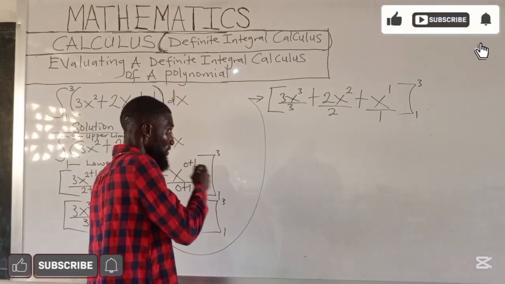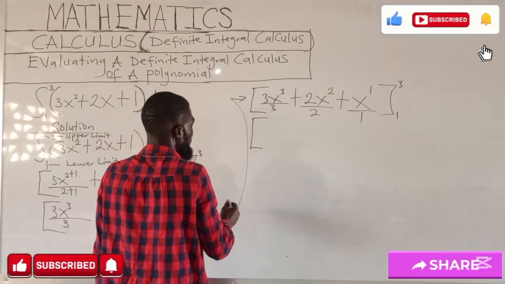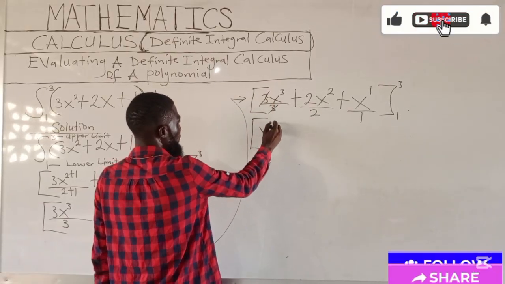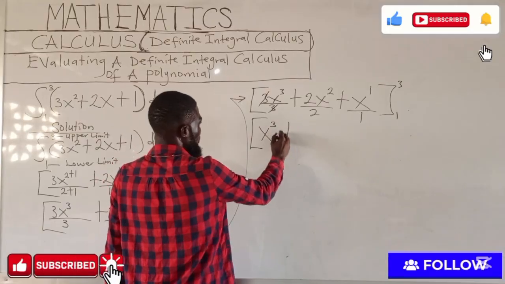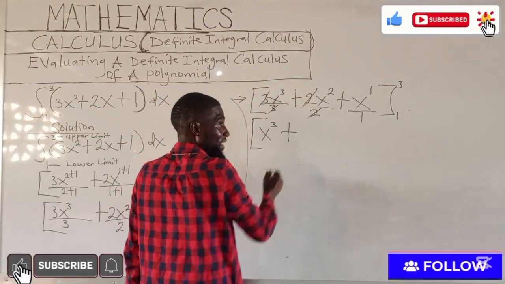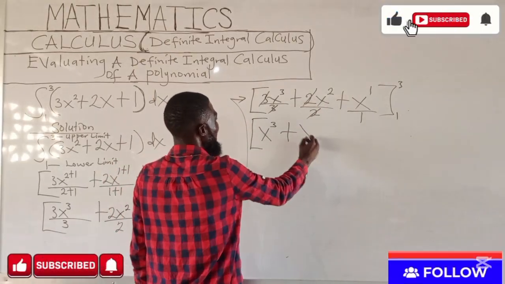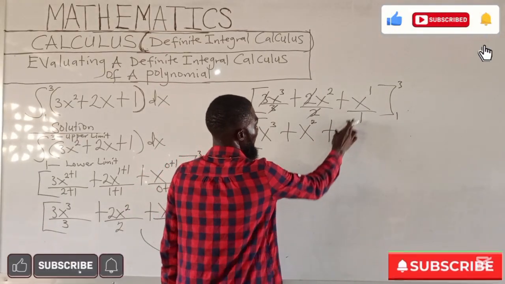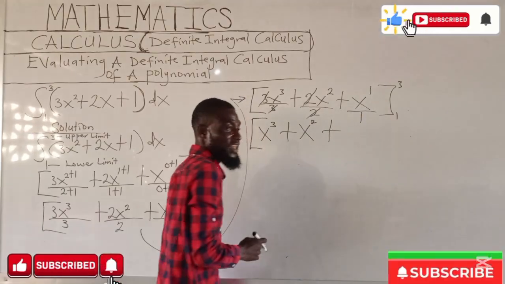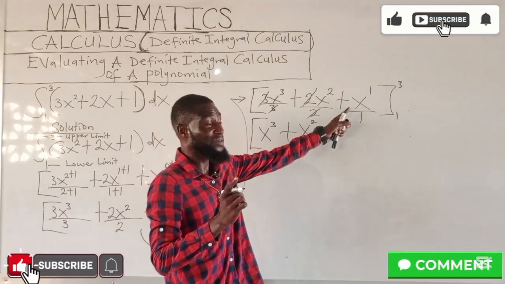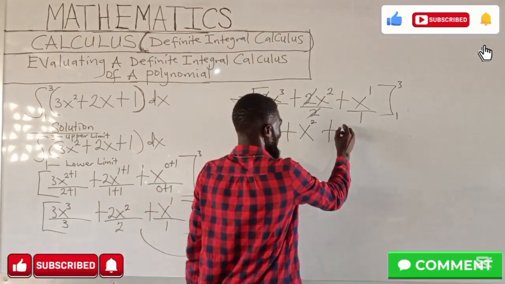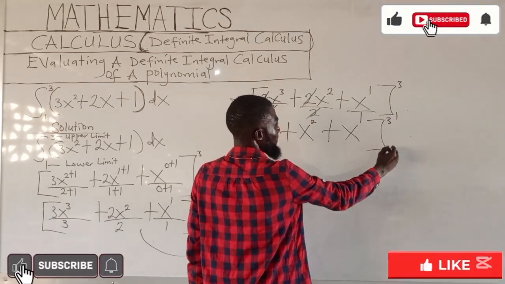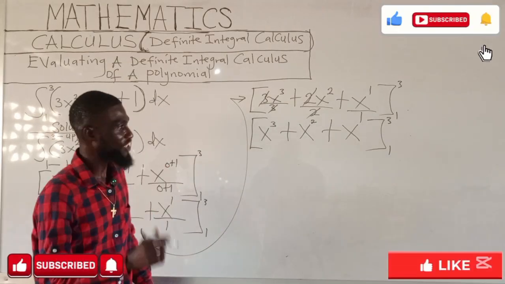On this note, ladies and gentlemen, you see bracket open. This 3 and the 3 automatically cancel. We have x raised to the power 3 plus what we have? These 2 and the 2 automatically cancel. Then we have x raised to the power 2 plus what we have? X raised to the power 1 is just equal to x, or divided by 1 is definitely equal to x. Remember, bracket closes, the upper limit is 3, while the lower limit is 1.